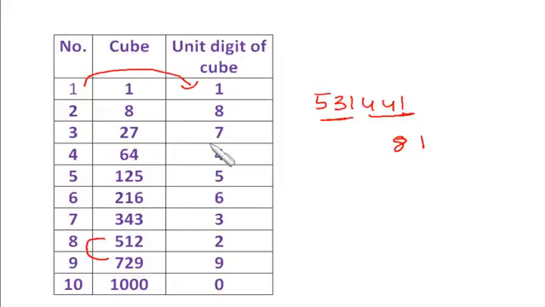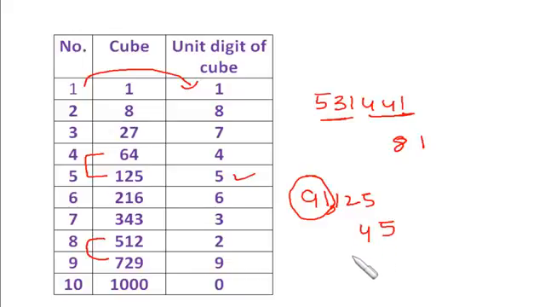I take one more number. It's 91125. The unit digit of the given number is 5, so its cube root will have the unit digit 5. Now 91 lies between the cubes of 4 and 5. So at the tens place we will get 4. So the cube root of 91125 is 45.